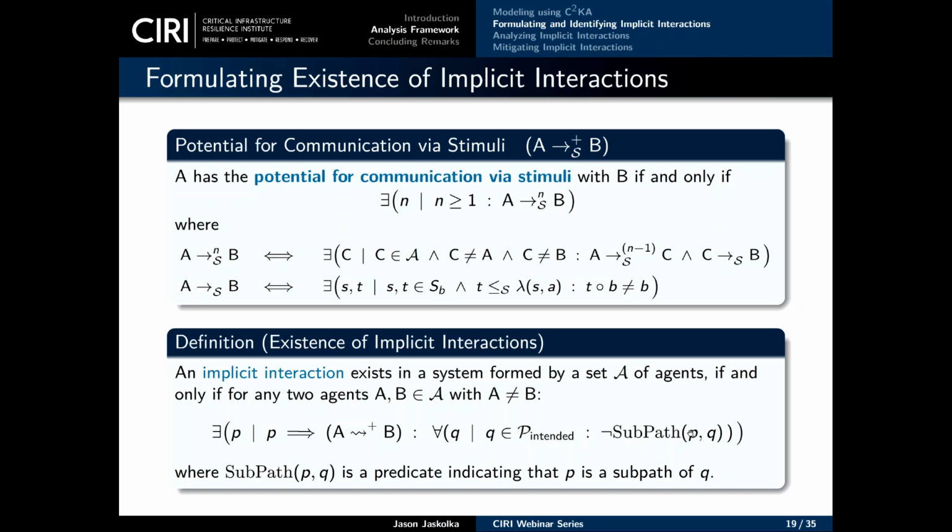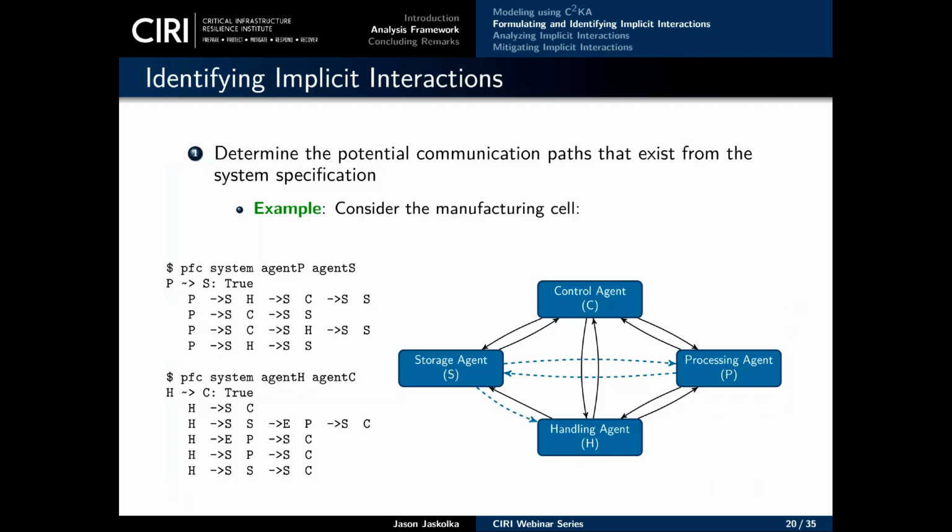So basically what this means is that any interaction that we can identify that is not a part of our intended interactions represents an implicit interaction in our system. So how do we actually compute this? We formulated it in mathematics, but how do we actually do this? We do this in two steps.